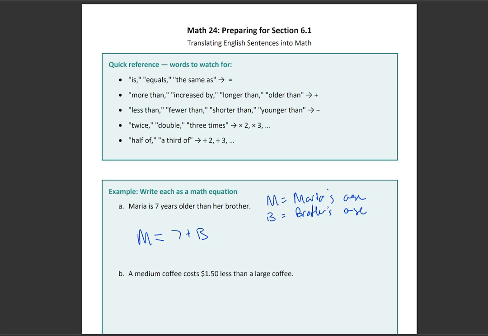for her brother. Now, I do kind of like to check my work. Let's say if her brother is 5, then that makes Maria 12. Does that line up with something like Maria being 7 years older than her brother? Yes, 5 and 12 would work. So it's kind of just a way of checking to make sure that the plus 7 is on the right side of the equation.